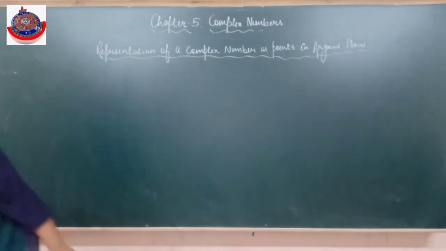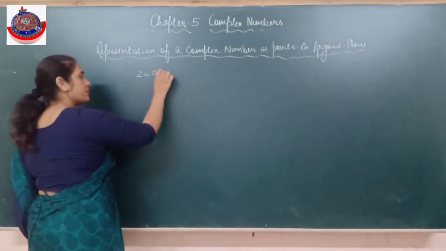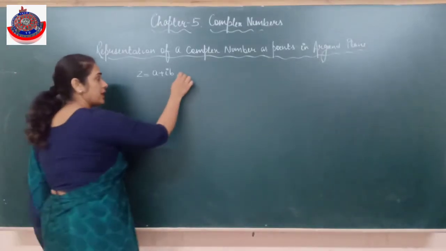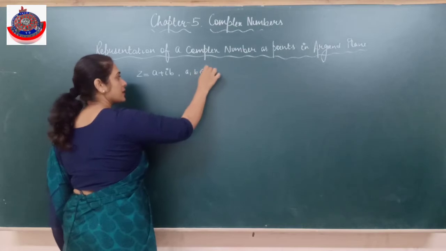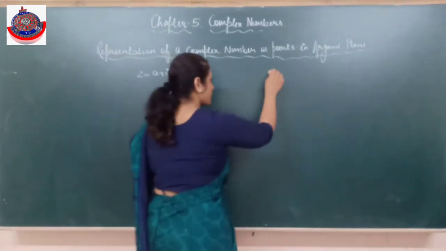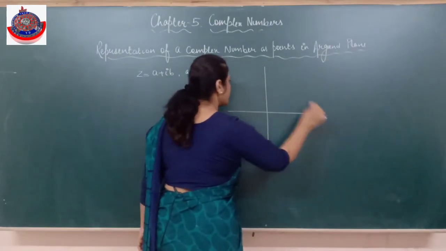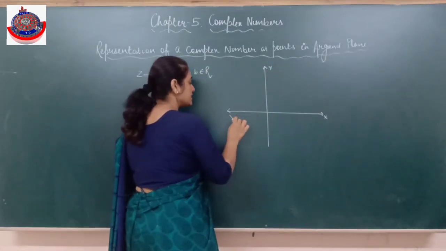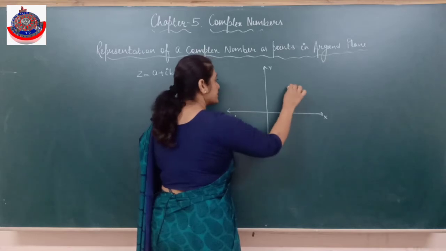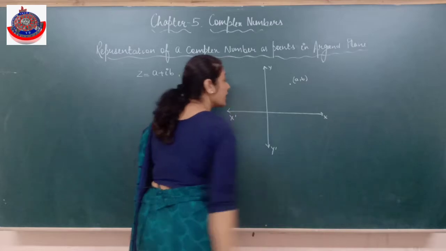Alright, now what is there? This is a complex number. Z is equal to a plus iota b, where a and b both belong to real numbers. When these two belong to real numbers, these two real numbers will be represented on the Cartesian plane. So this is point A and this is point B. So this is point AB.